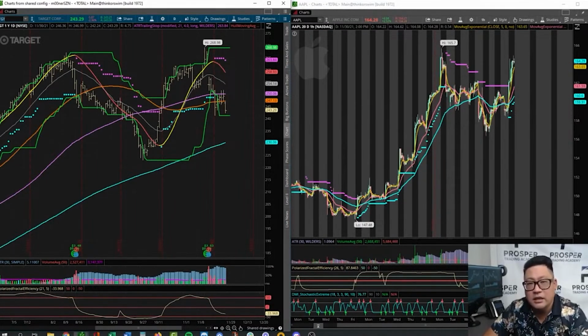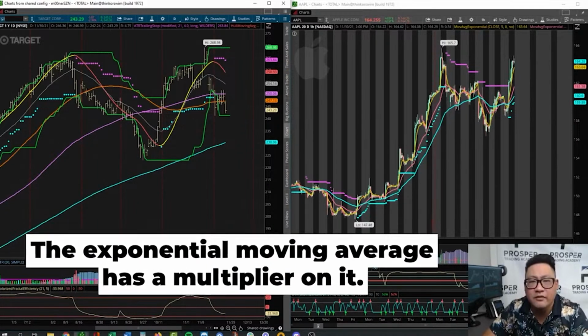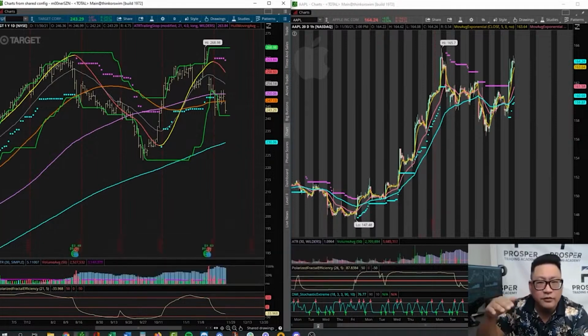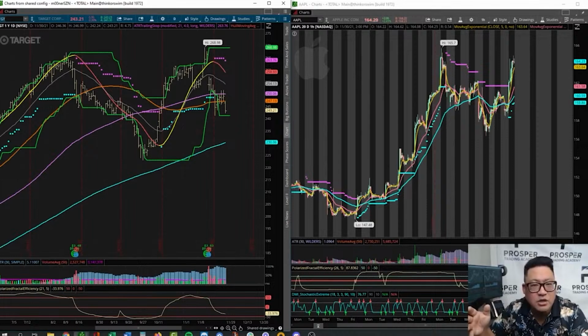Now, ultimately, the difference between the simple moving average and the exponential moving average is one simple thing. The exponential moving average has a multiplier on it. So it causes or influences the moving average to be a little bit more proactive, a little bit more flexible than the simple moving average. Now, it also could look a little bit more jagged on your screen, and some people would actually prefer the simple moving average because it's a little bit smoother.